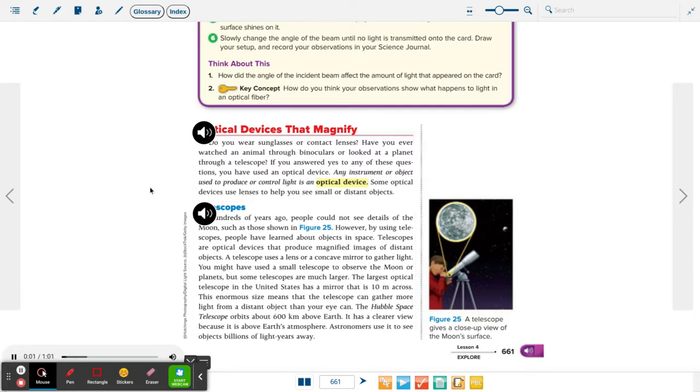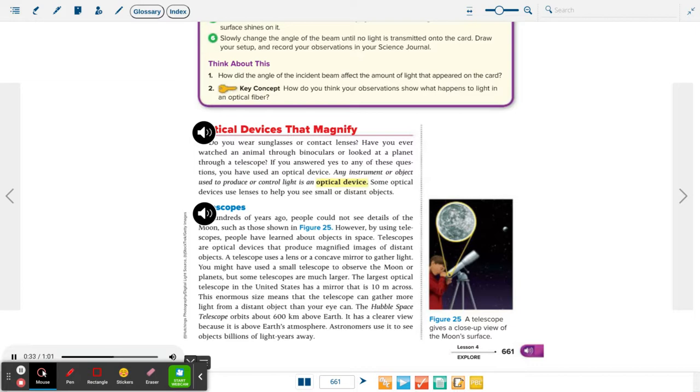Telescopes. Hundreds of years ago, people could not see details of the moon, such as those shown in Figure 25. However, by using telescopes, people have learned about objects in space. Telescopes are optical devices that produce magnified images of distant objects. A telescope uses a lens or a concave mirror to gather light. You might have used a small telescope to observe the moon or planets, but some telescopes are much larger.